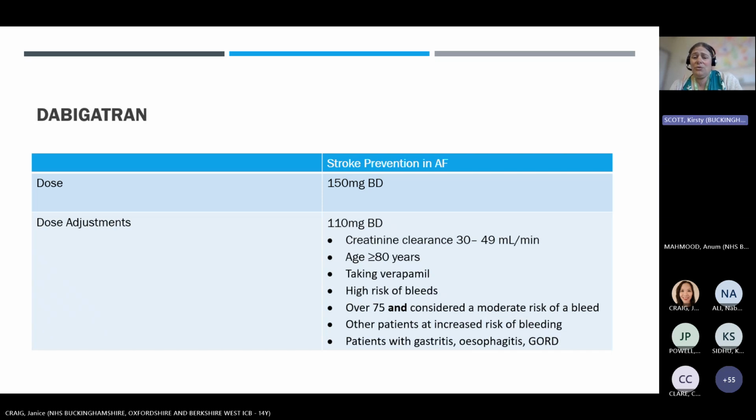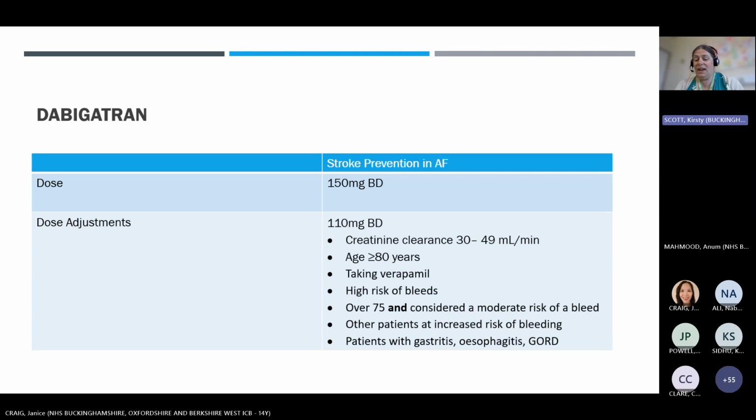If a patient is over 80, then the dose is reduced. So based on age alone with dabigatran, their dose can be reduced. Again, if taking some medications, particularly verapamil, they would ordinarily have a dose of 110 milligrams. We then get into a slightly grayer area. If a patient is at high risk of bleeds, or if they're over 75 and considered at a moderate risk of bleed, and these are all taken from the SPCs of the drugs.